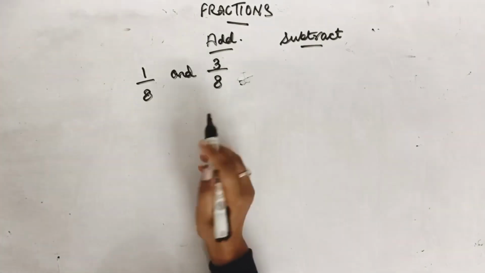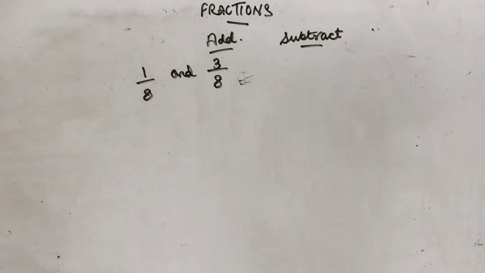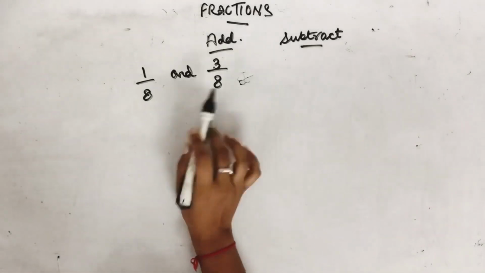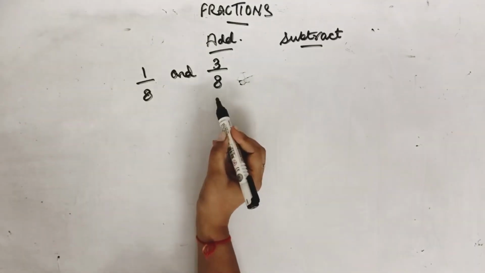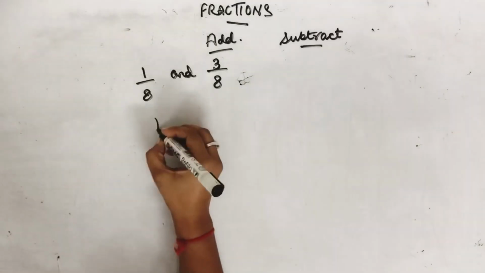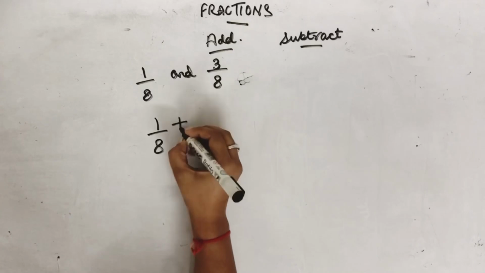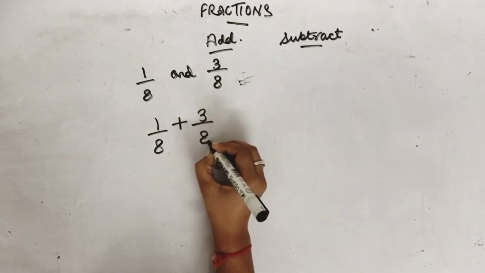First thing you will see is whether they are like or not, meaning the denominator of both the fractions is the same or not. Denominators are the same, that is 8. So how will you do this question? 1 by 8 plus 3 by 8.